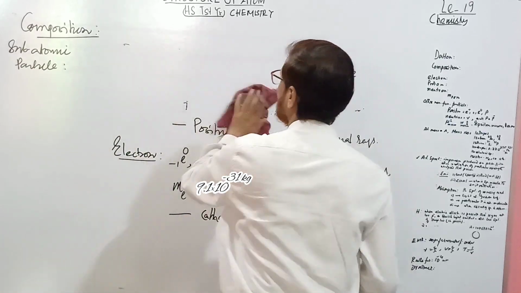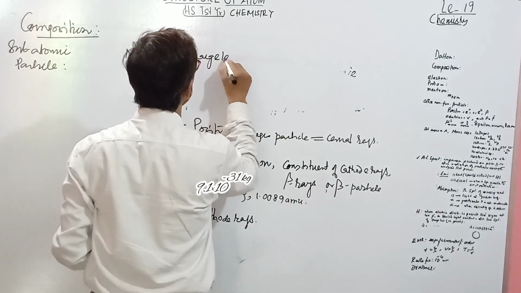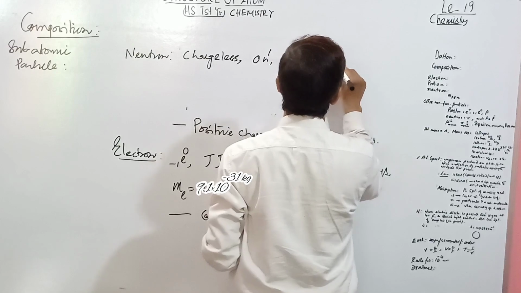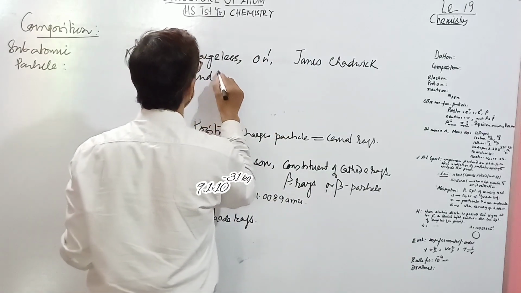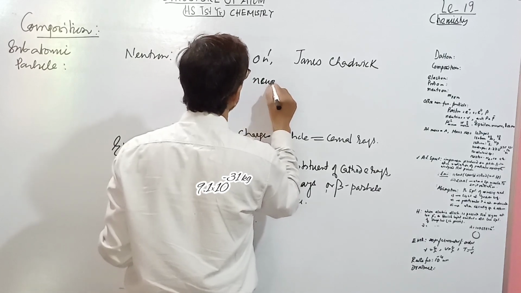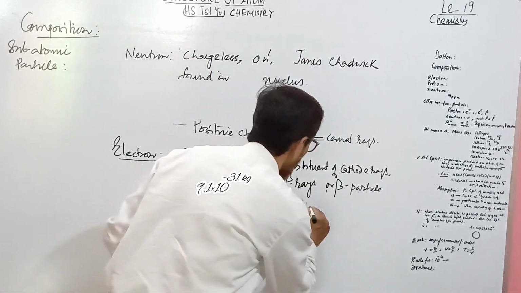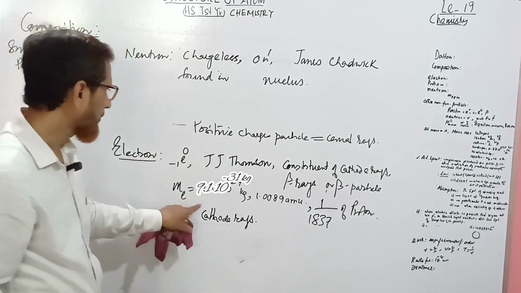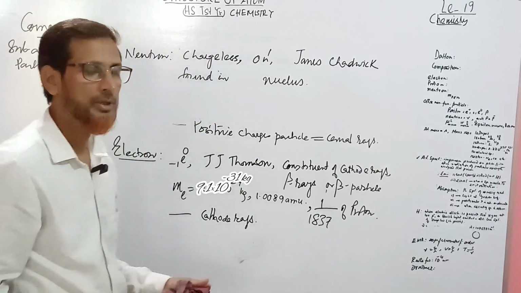Next is the neutron. And also the mass of the electron is 1 by 1837 of the proton. A very often short question appears in the exam: the mass of the electron is equal to 1 by 1837 of the proton, and it is a cathode ray as it is emitted from the cathode in a vacuum tube.